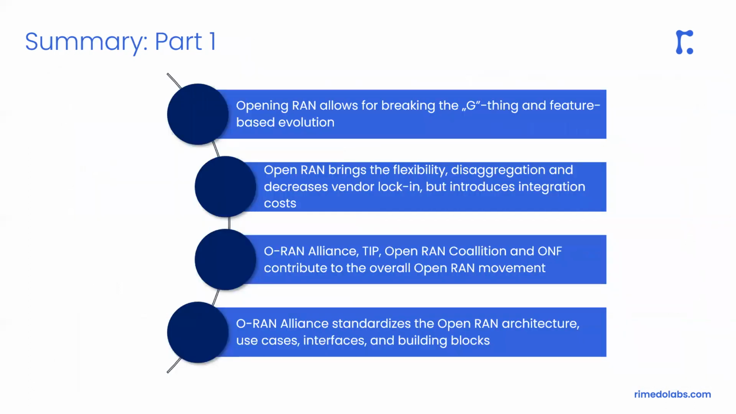So to summarize part number one, let us now summarize this part that we just discussed. Open RAN concepts allow for breaking the generation by generation type of evolution or revolution, and going into feature-based evolution, because basically we are able to take one container, one part of the software, one part of the hardware to evolve this, and then adding new features will not mean basically we need to redesign the whole system.